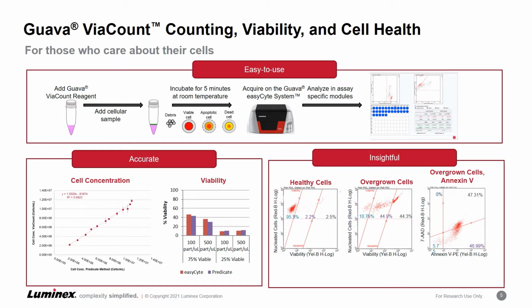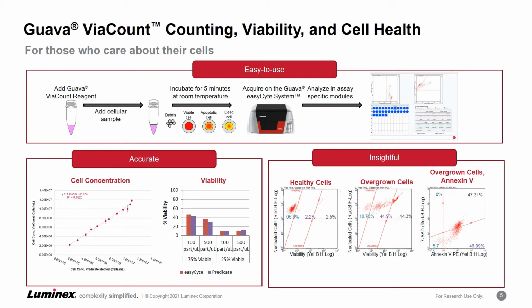One assay we've developed and optimized for cellular biology needs is our Guava ViaCount assay that measures cellular counts and viability measurements for your cellular samples. Our simplified, easy-to-use workflow allows you to simply take our ViaCount reagent, add your cellular sample, incubate for 5 minutes at room temperature, and acquire on the EasyCyte or Muse systems.